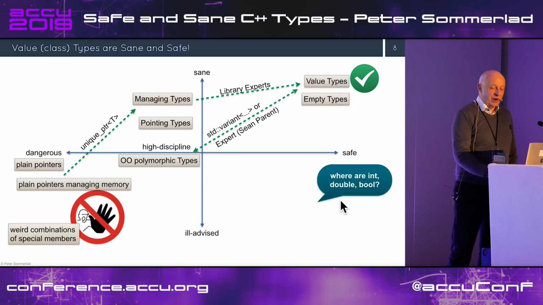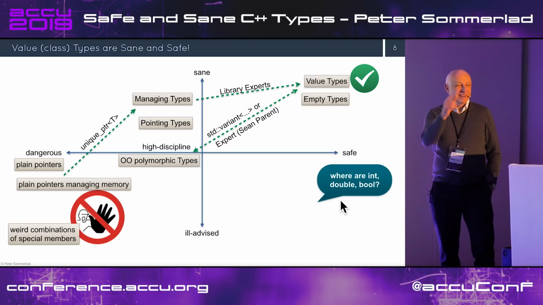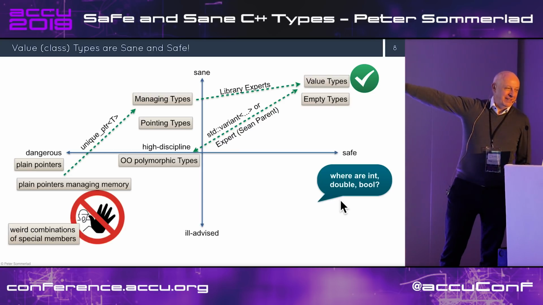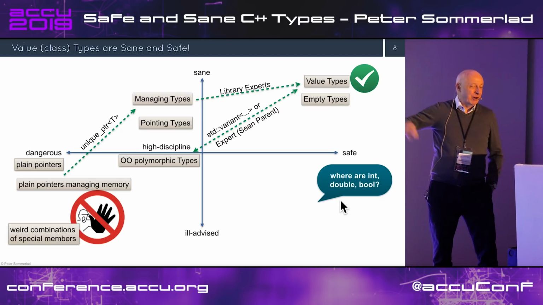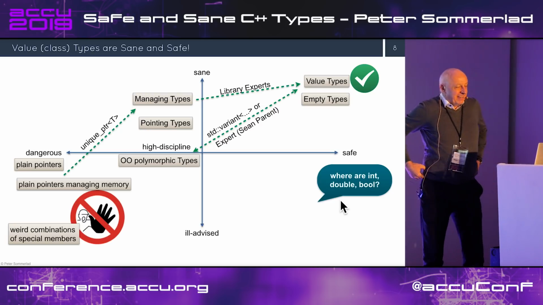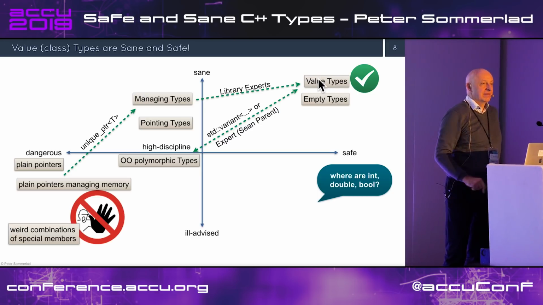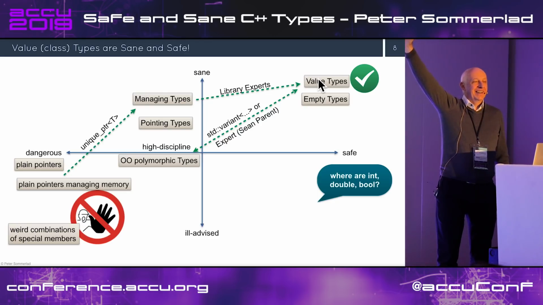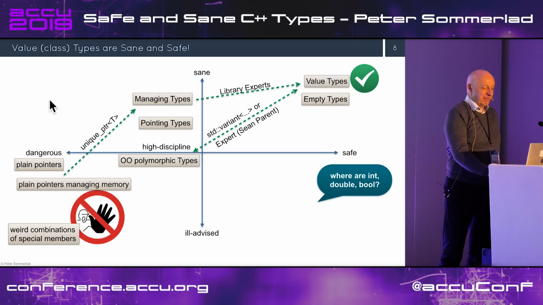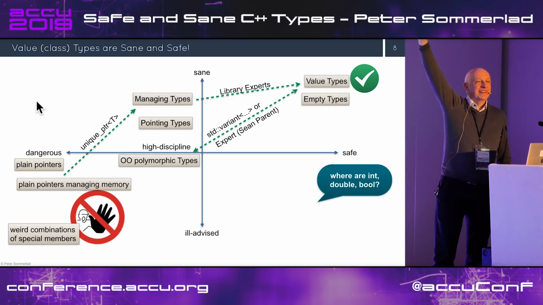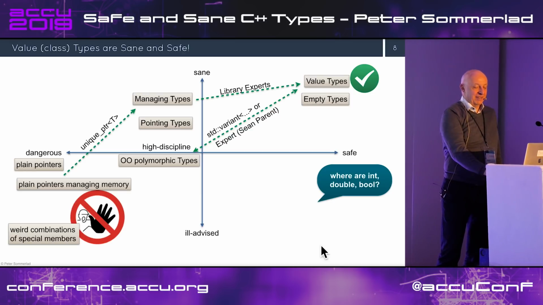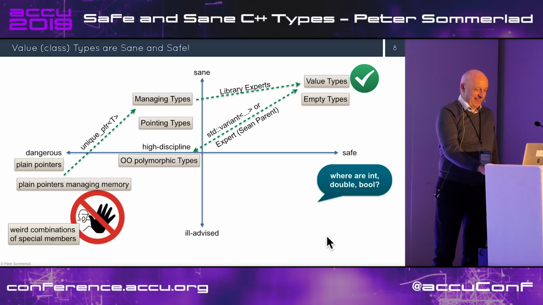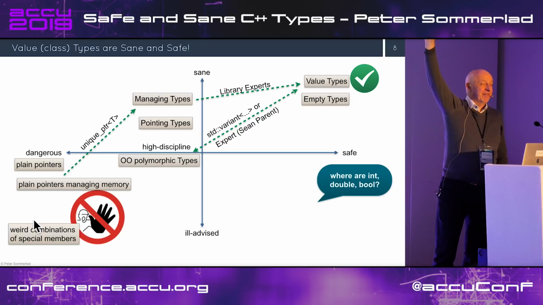The question is, where are int, double, and bool? And I think there's one guy here who knows a lot of things because of the C++ quiz, where you do things like that. But where are int, double, and bool here? Guess, which quadrant? Are they here? Check, good. Really? Who thinks they are sane but dangerous? Ill-advised and safe? Yeah, I guess you're right. Or ill-advised and dangerous?